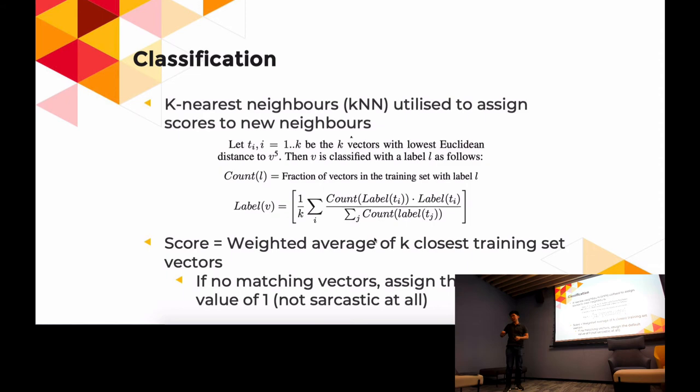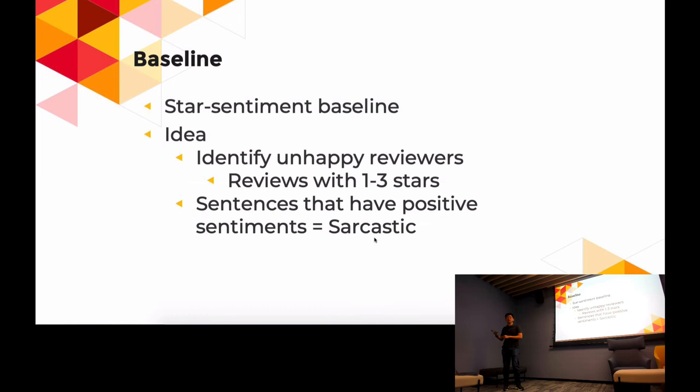And over here, since humans don't actually understand whether something is sarcastic or not, how do we have a baseline? The authors had a very good approach. They call it the star sentiment baseline. The idea is that in an Amazon review, I get the sentiments of the review. If the text has been saying something good, but the user gave 1 star and a negative, unhappy review, like 1 to 3 stars, then that is actually sarcastic. So that's our baseline here.